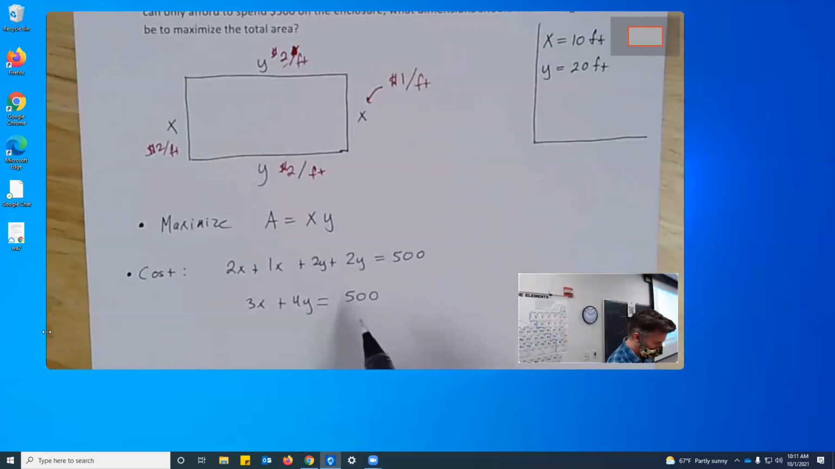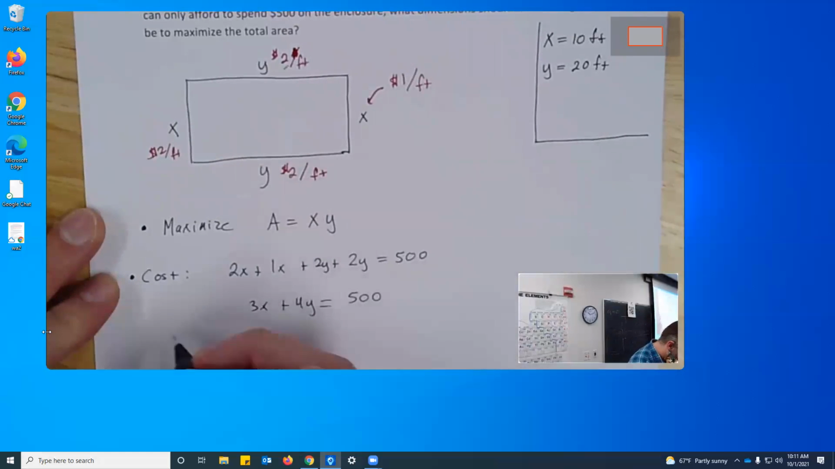For this particular one, it doesn't look like one choice is better than the other to solve for. You can totally solve for x or for y. They both look kind of gross. I'm going to pick to solve for y without any good reason. Well, okay, I have a slightly good reason. I know 500 is divisible by 4 evenly, and I know 500 is not divisible by 3 evenly. That's why I'm choosing y to solve for here. But really, you could pick either one. So let's solve for y.